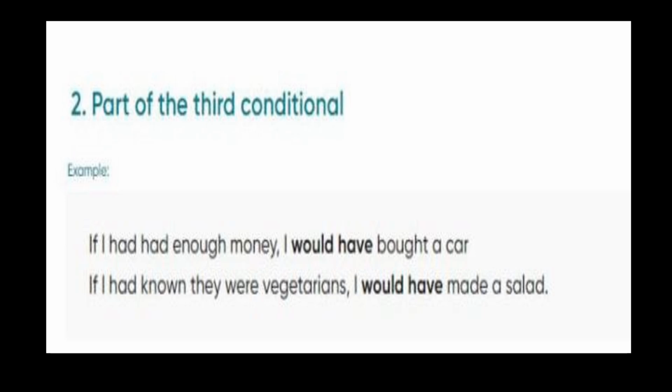Would have is also part of the third conditional sentences. You will learn further in Form 5, but for now, let's look at the example given. If I had had enough money, I would have bought a car. Did you buy the car? No, you didn't. The second one, if I had known they were vegetarians, I would have made a salad. Did you make a salad? No, you didn't. Because you didn't know they were vegetarians. So the conditional statement will be, if I had known they were vegetarians, I would have made a salad.